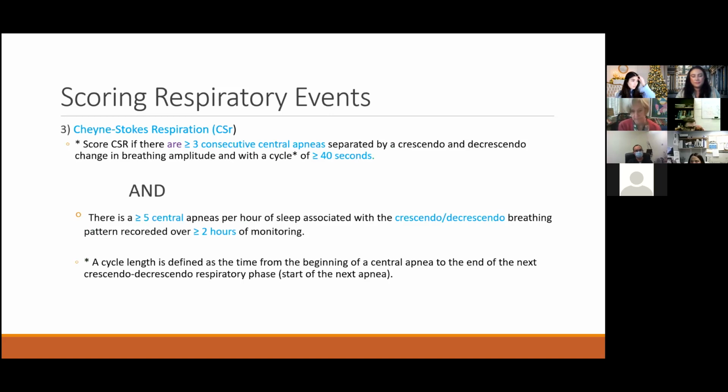And this is really more for billing. There has to be at least 5 central apneas per hour. And that's kind of across the board if you're ever going to put someone on a home device with a backup breath rate, most insurances are going to request that you demonstrate some sort of central apnea.